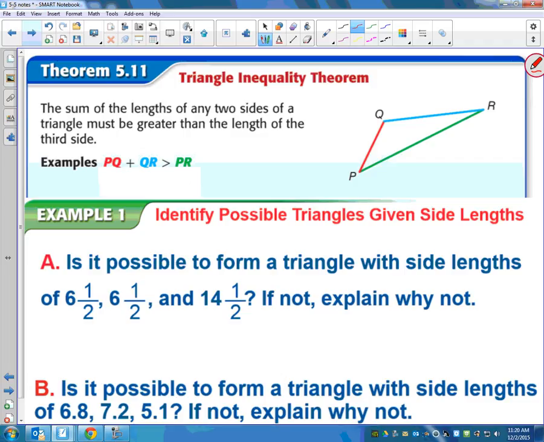I don't know, is that true? Do you think that those two would add up to more? And we could say that for all of them. So we could say PR plus QR has to be bigger than PQ. PQ plus PR has to be bigger than QR. We do have to check that all three are true in order to have a triangle.